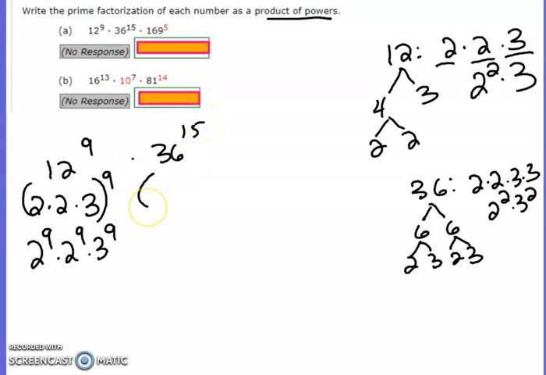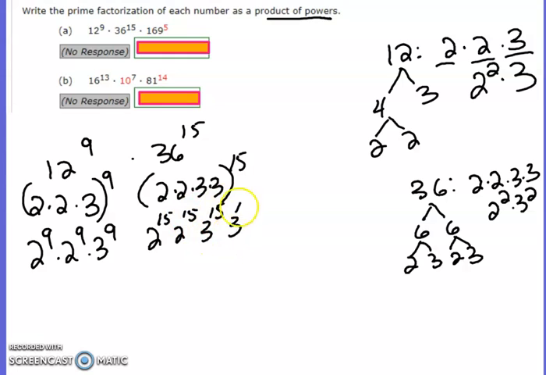36 is basically, again, you can write 2 times 2 times 3 times 3 if you want to do it that way, and that's to the 15th power. So each of these are to the 15th power. So 2 to the 15th, 2 to the 15th, 3 to the 15th, and 3 to the 15th.